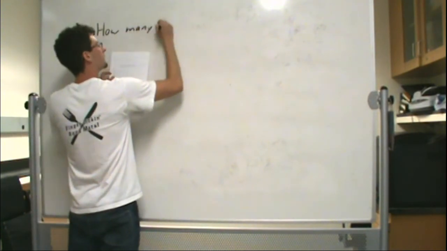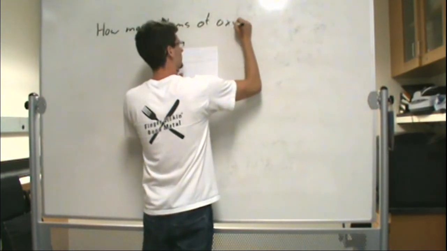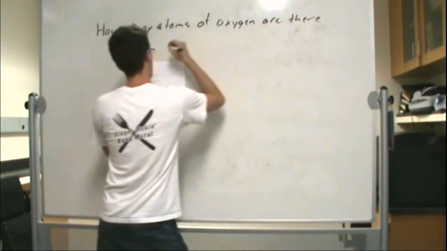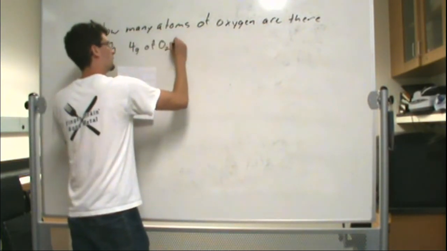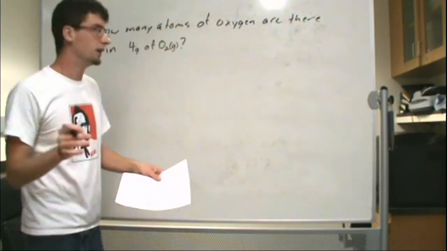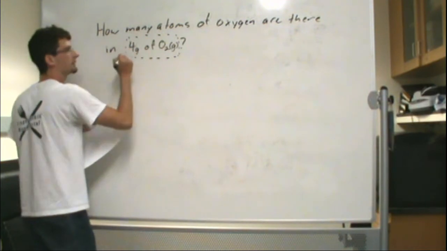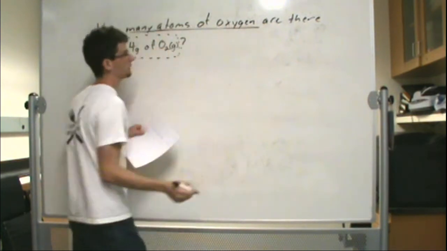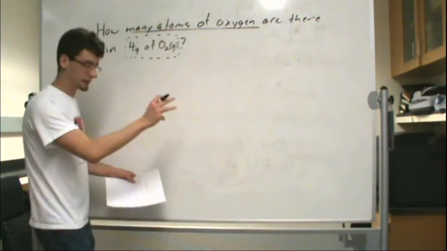So, a chemistry related problem. How many atoms of oxygen are there in 4 grams of oxygen? So, remember, dot off what we know. So we have 4 grams of O2, diatomic O2 gas, and we want to know how many atoms of oxygen. So we're going to be starting with grams, and we have to get to atoms.